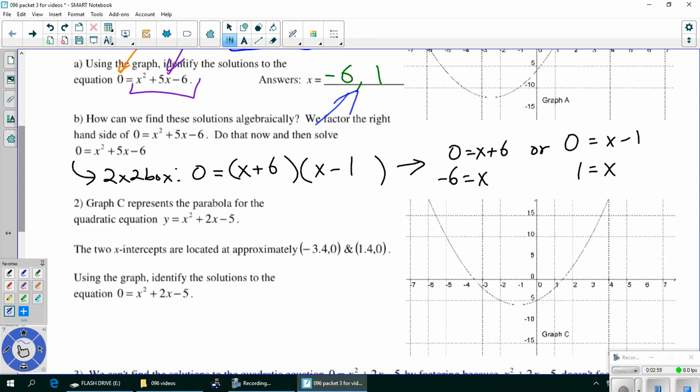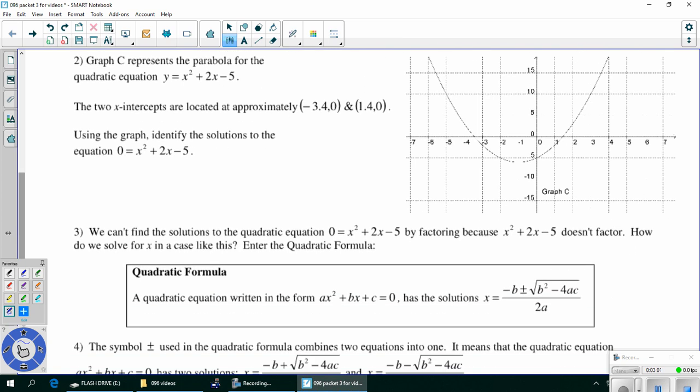Take a look at graph C here. It says the parabola that we're looking at is the graph of y equals x squared plus 2x minus 5. So let's go ahead and estimate the x-intercepts. This one's a little bit tougher. It looks like negative 3.5, but not really. It looks to the right of negative 3.5, and that other point looks like it's a little left of 1.5. So how about we call it negative 3.4, comma 0 and 1.4, comma 0, but it's really hard to know.